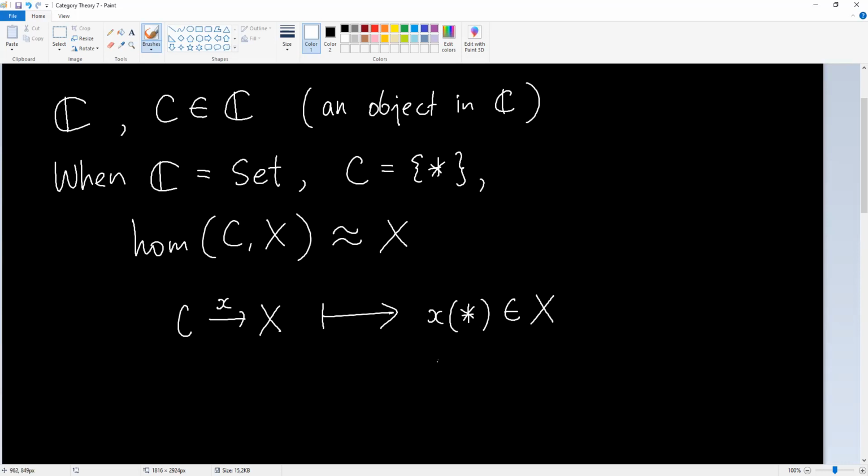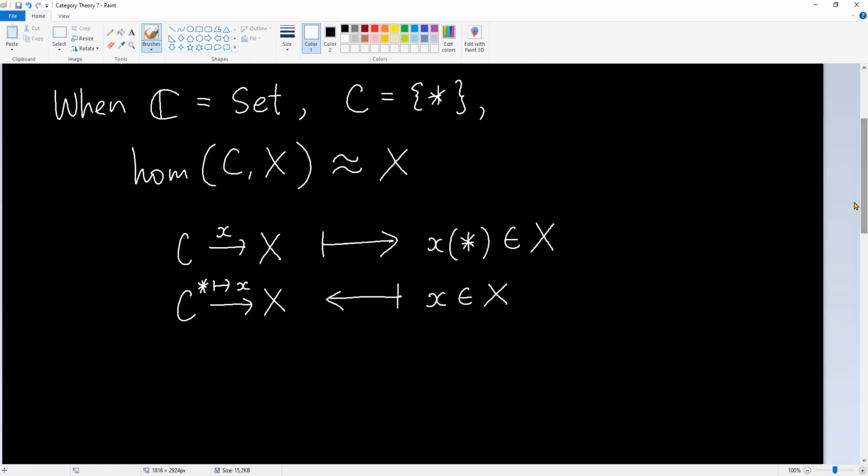And conversely, if I have an element of X, I can think of this element as a constant function that maps everything in C, but there's only one thing in C anyway, that maps that unique element in C to that element of X. So it's a function that maps star to x. So Brandon, is it obvious to you that this will be a bijection? These two maps will give a bijection between the two sets. Yes.